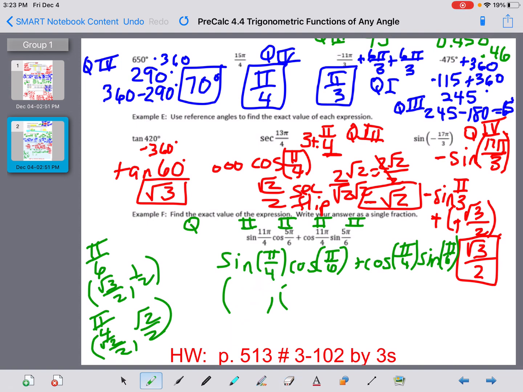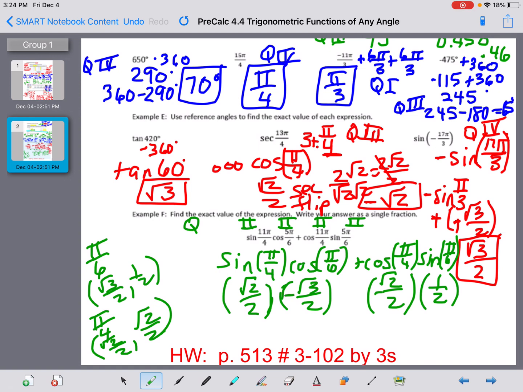Okay, pi over 4. The sine is radical 2 over 2. Cosine of pi over 6. There we go. Cosine of pi over 6 is radical 3 over 2. Cosine of pi over 4 is radical 2 over 2. Sine of pi over 6. There's my 1/2 finally. Okay. Now, in the second quadrant, sine is positive. So this is positive, cosine is negative, cosine is negative, sine is positive. All right, I think we're good to go.